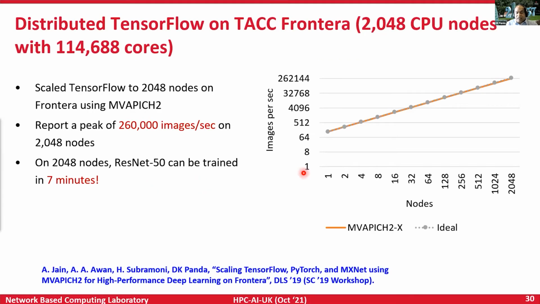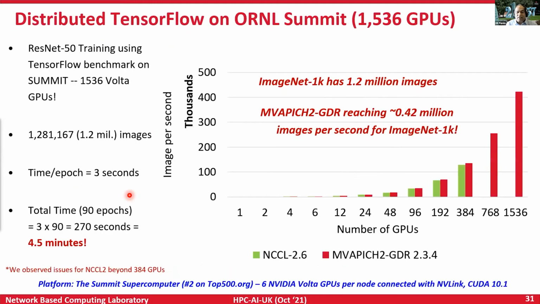Here you can see distributed TensorFlow. This is CPU-based deep learning, taken from TACC Frontera. Many people say that CPU-based deep learning, you cannot really use it, but that is not true. If you have a really large system, you can use CPU-based learning. It may not be as good as GPU-based, but it still gives you very good performance. Here on 2000 nodes on TACC, we are able to get around 260,000 images per second, and you can see it's a very linear speedup. The entire ResNet-50, we are able to train in 7 minutes on this system.